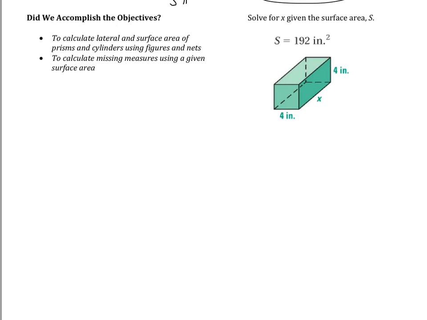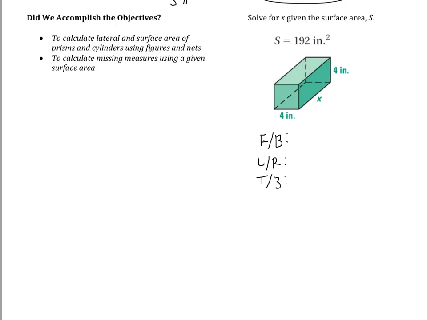So looking at the example you have to do, it says solve for x given the surface area. So the surface area is 192. Now, this is a square prism, so it has 6 sides. It has the front and the back that are going to be the same. It has the left and right that are going to be the same. And it has the top and the bottom that are going to be the same.